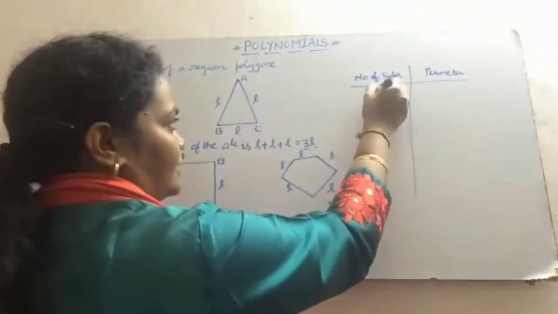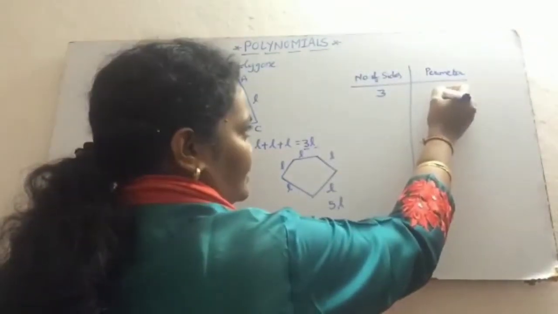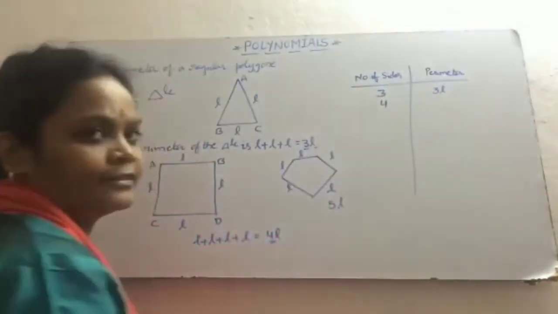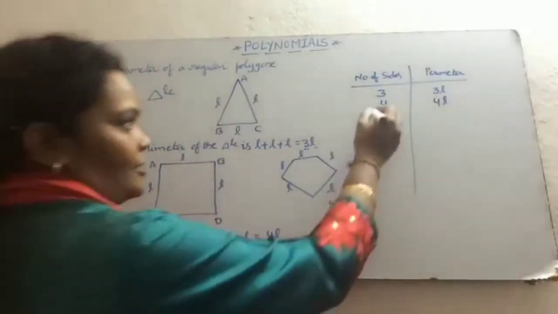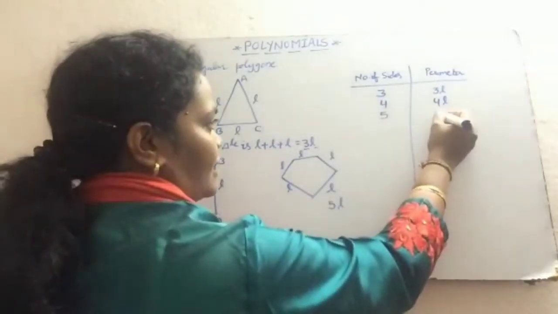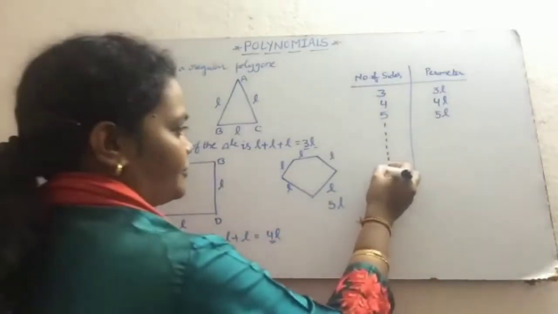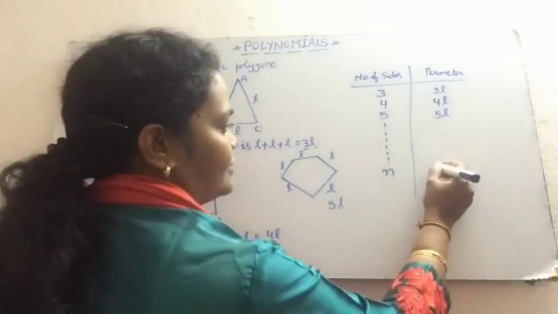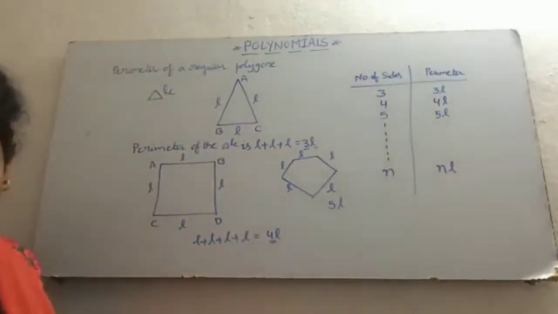I will take 3 sides. The perimeter is 3 times the length. With 4 sides, the perimeter is 4 times the length. With 5 sides, it is 5 times the length. And so on, up to n sides. Then the perimeter is n times the length, that means n into L.